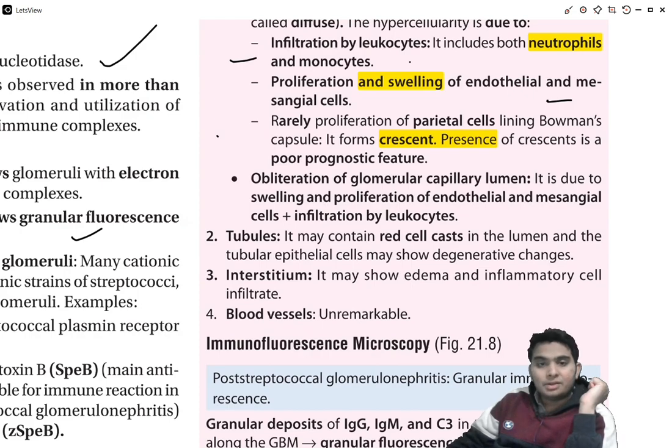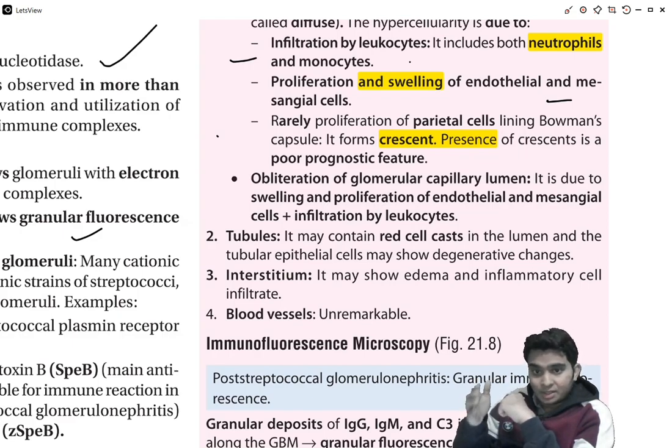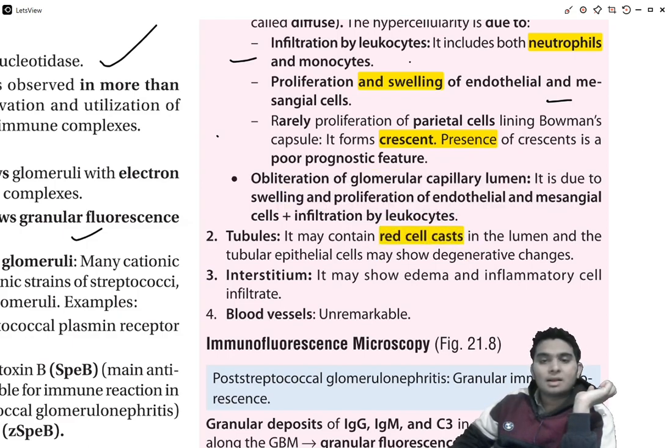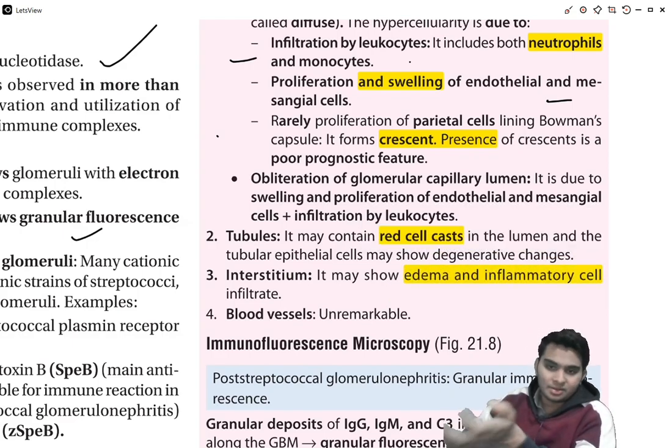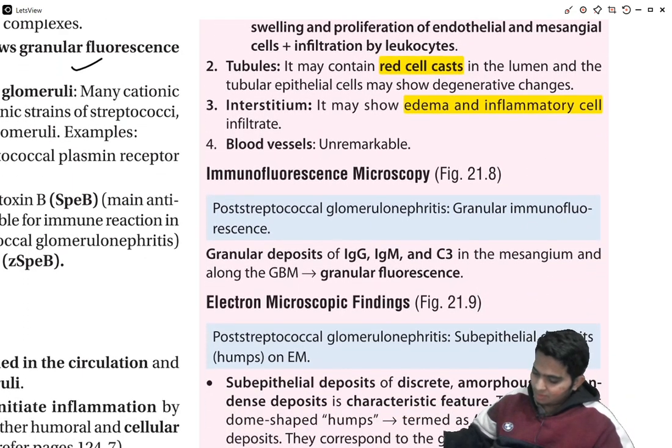Now, obliteration of the glomerular capillary lumen is due to swelling and proliferation of endothelial and mesangial cells plus infiltration by leukocytes. Tubules may contain red cell casts in the lumen, and the tubular epithelial cells may show degenerative changes. Interstitium shows edema and inflammatory cell infiltrate. Blood vessels are unremarkable.